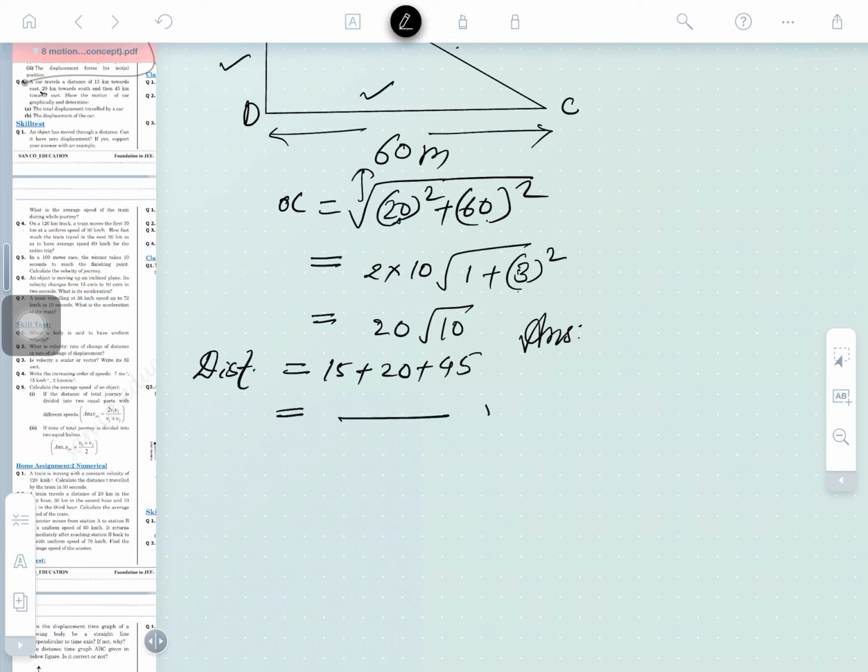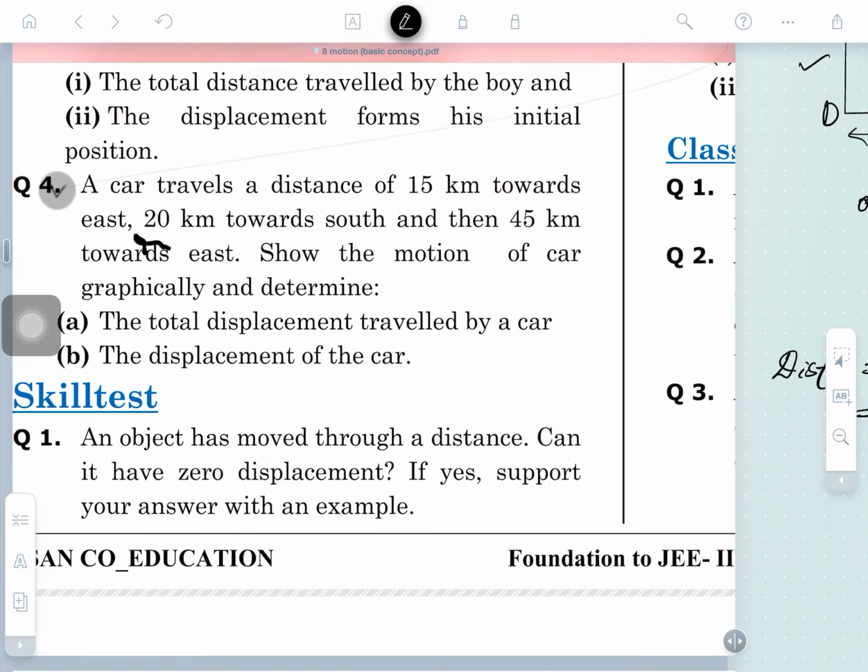Can you find this or not? Answer just to written this. Okay guys, well understood you. Now see the next question.